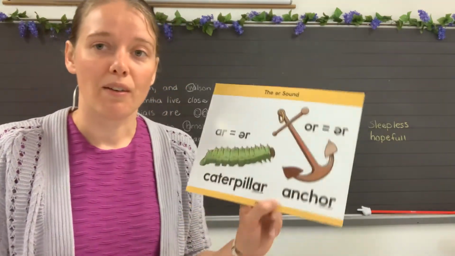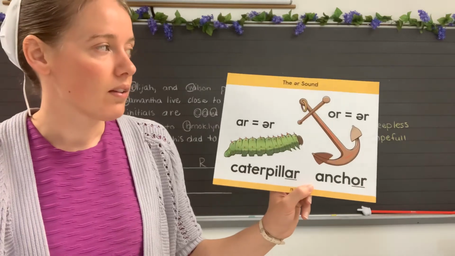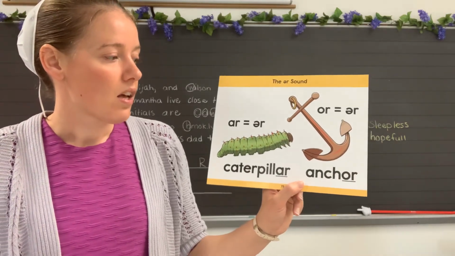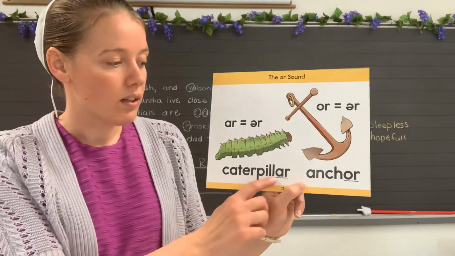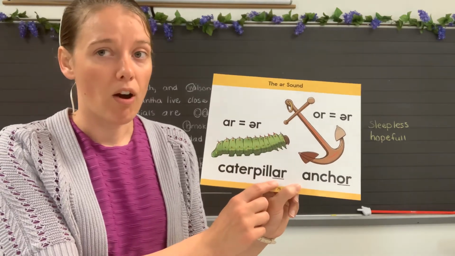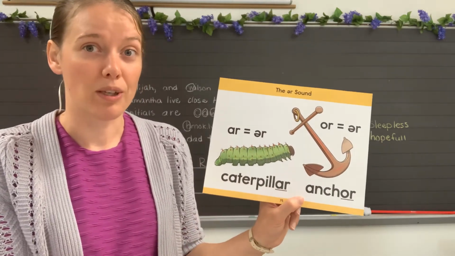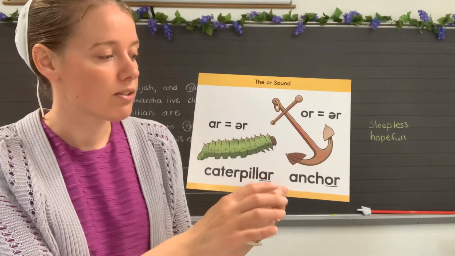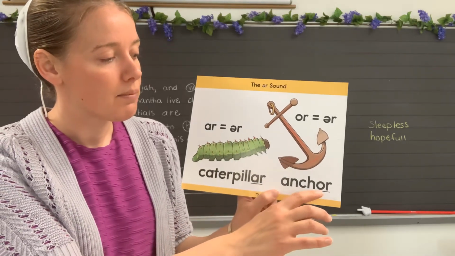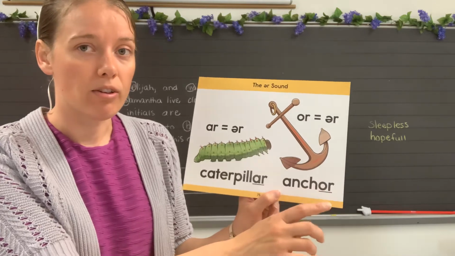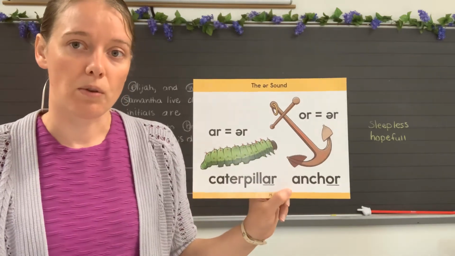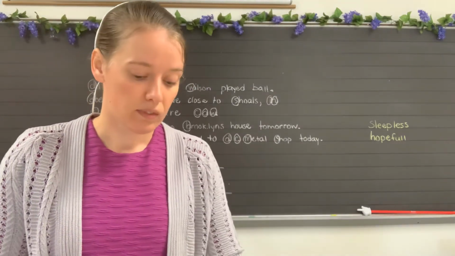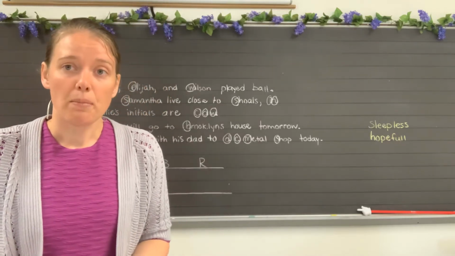And then we have the sound again. Here it looks like we would almost say caterpillar, but when we say caterpillar, we don't say it that way, right? So in caterpillar, A-R says the "er" sound. And sometimes O-R says the sound as in anchor also.